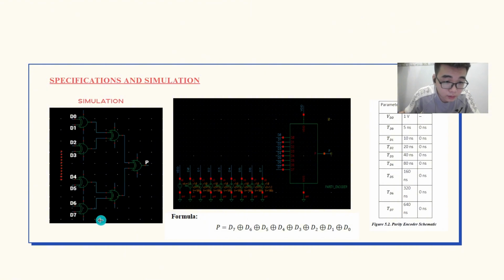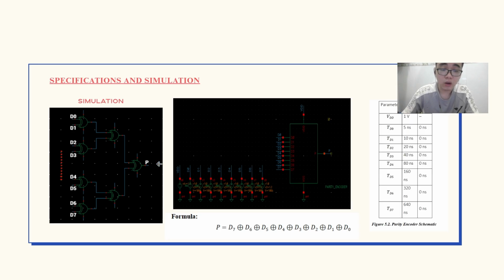You can see this output P, generated by a combination of the 8 input bits for an even parity encoder. The output P is chosen so that the total number of logic 1s in the entire frame, including P, is even. In other words, if the number of 1s among D0 to D7 is even, the output P equals 0. If the number is odd, the output P equals 1.